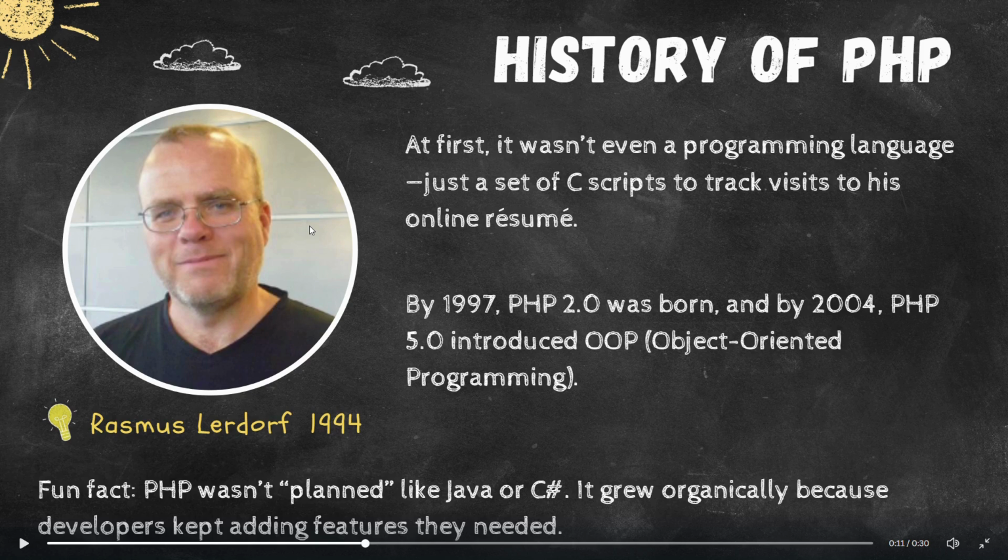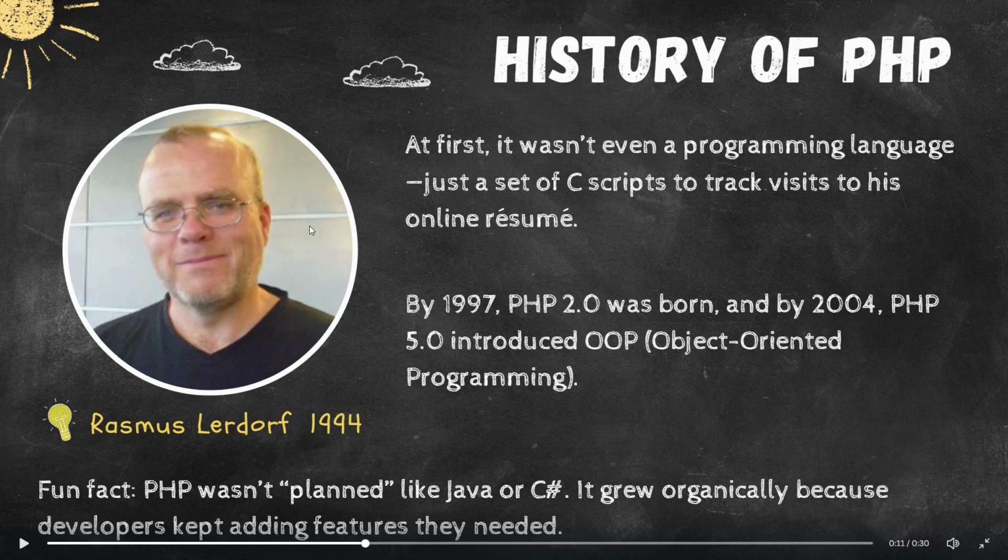So at first, PHP was not a programming language. That person created it for his personal use. Then in 1997 PHP 2.0 was born, and in 2005 version 5.0 was introduced with object oriented programming, with the OOPs concept. After that frameworks came, CakePHP, Symfony and all. We will see them in the next episodes.